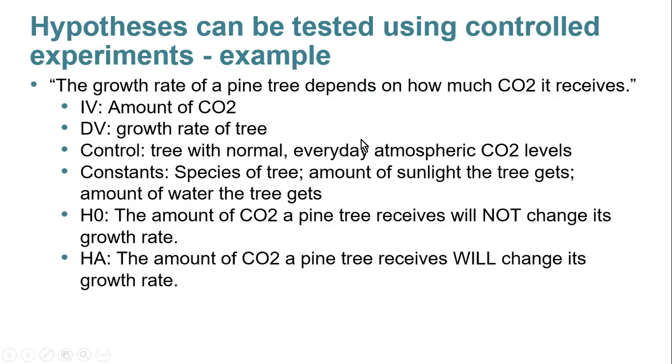The independent variable is what I am directly changing, which is how much carbon dioxide I'm giving the tree. The dependent variable is what I'm measuring to see the results of my experiment, which is the growth rate of the tree. The control is the normal state, so the tree with normal everyday atmospheric carbon dioxide levels. Constants could be the species of tree, the amount of sunlight the tree gets, the amount of water the tree gets. The null hypothesis says that the amount of carbon dioxide a pine tree receives will not change its growth rate. And the alternative hypothesis says that the amount of carbon dioxide a pine tree receives will change its growth rate.